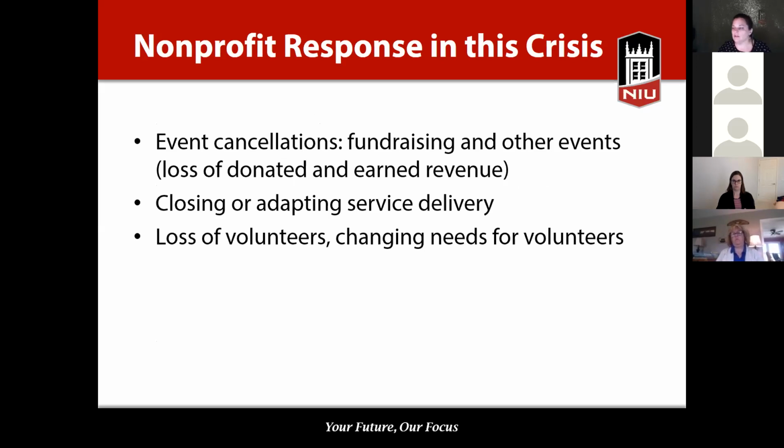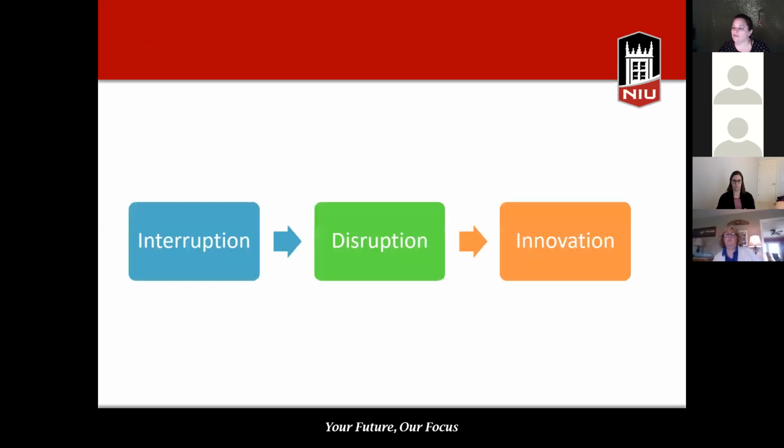Certainly event cancellations, closing and adapting service delivery. And a big one, which I think is still going to affect us for a really long time, regardless of the ending to this pandemic, is around loss of volunteers and our changing needs for volunteers, both virtual, but how do we retain the volunteers that we have or think we have? What is the ability of people then to go back into those regular normal volunteer positions where they're going to be maybe in spaces that they're not comfortable with, where social distancing is hard, working with conditions where they don't feel physically safe? So volunteers for the next year, that's going to be definitely a challenge.